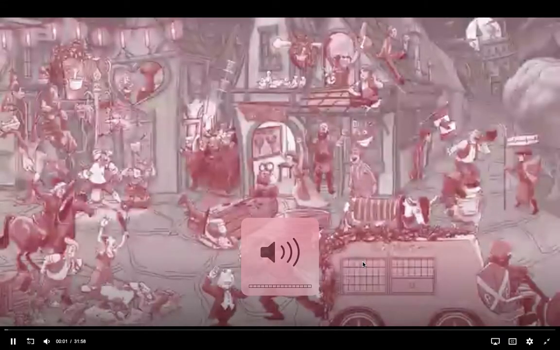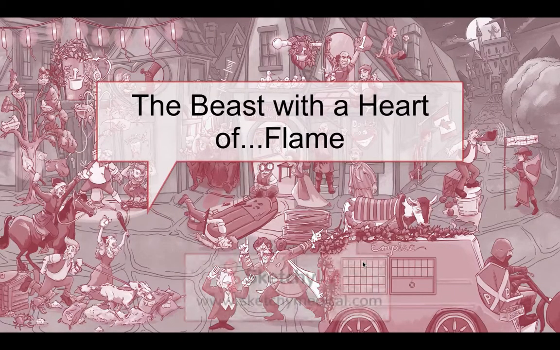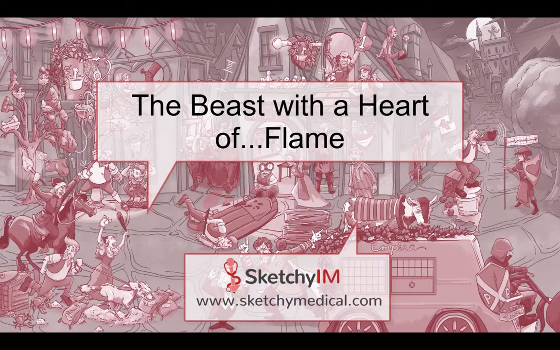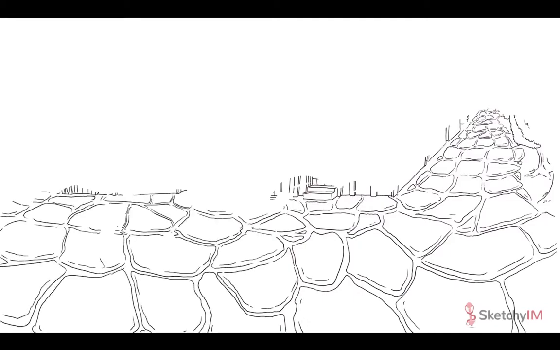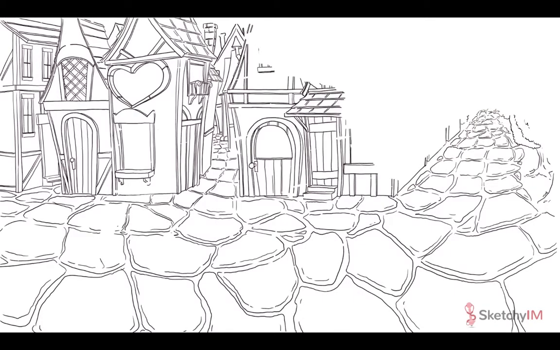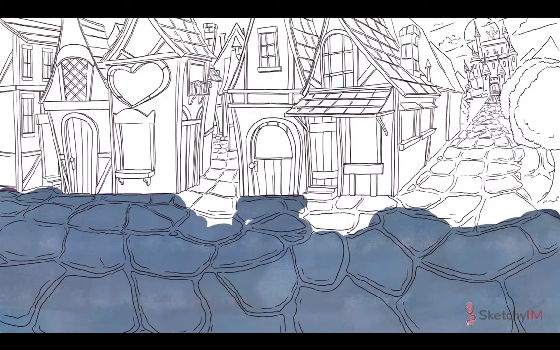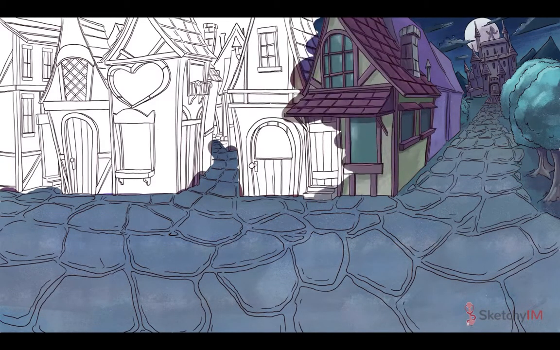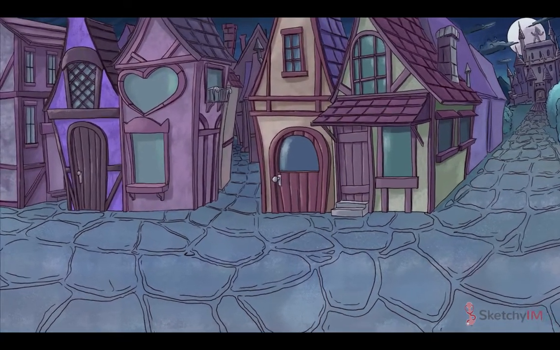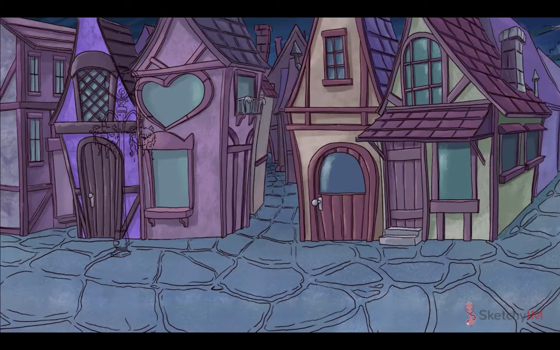So far in this chapter, we've talked about many of the pathophysiologies that can affect the heart valves. Let's finish up this chapter on valvular diseases by talking about one last condition, endocarditis. Get ready to hear an epic tale as old as time, as we tell a story of the beast with a heart of flame. Endocarditis is defined as inflammation of the endocardial surface of the heart.